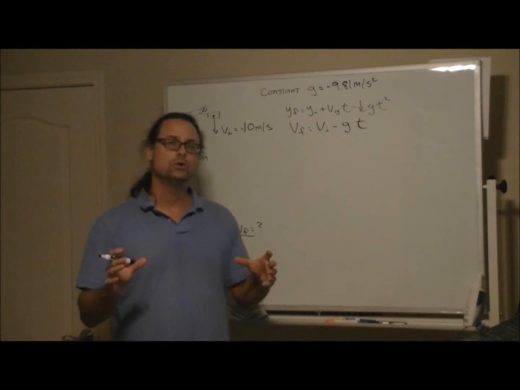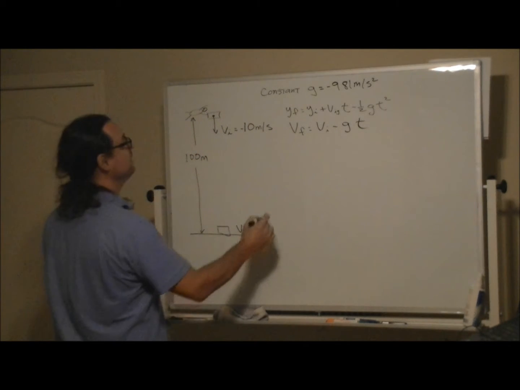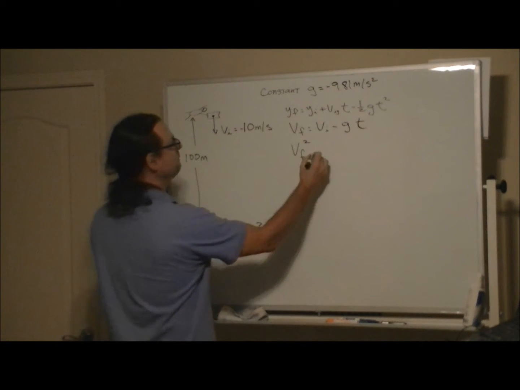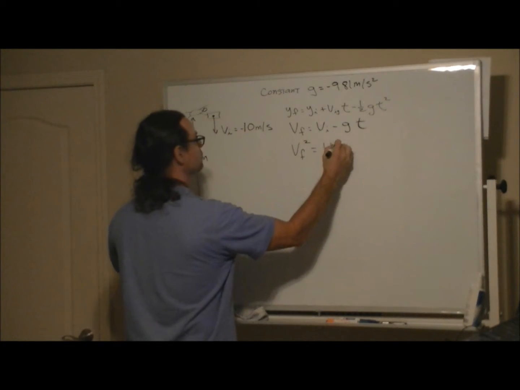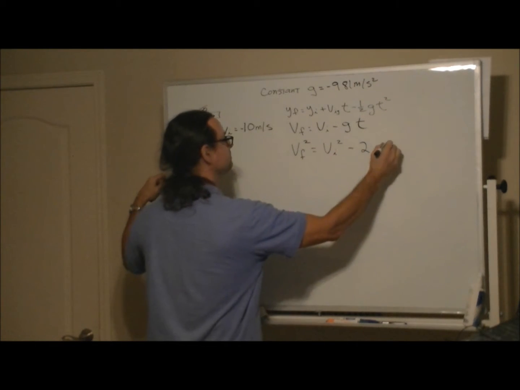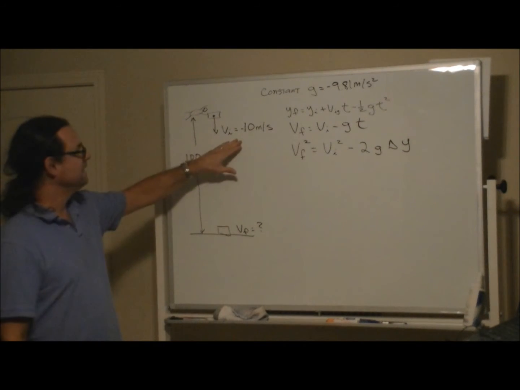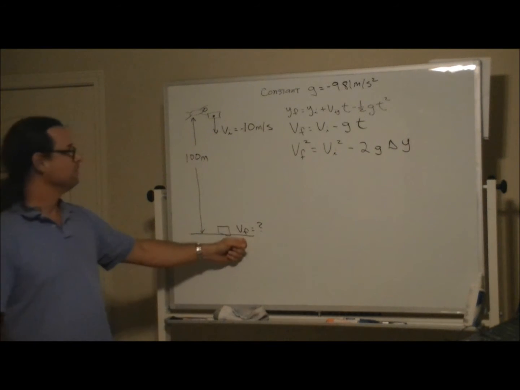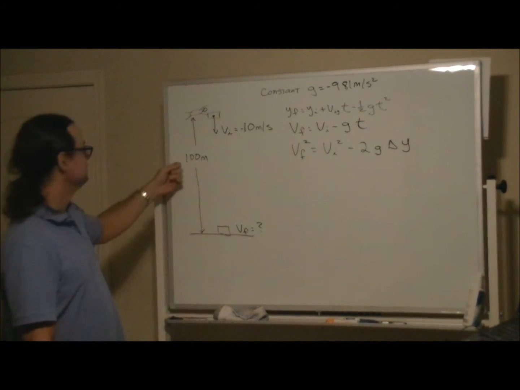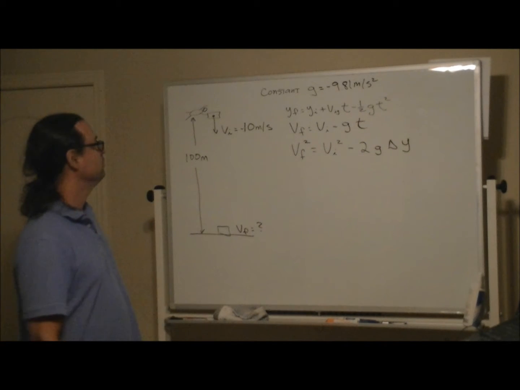But I also like to encourage students that if you have a problem where you're not given the time and you're not asked for the time, in that case you often want to use the kinematic equation without the time: v final squared equals v initial squared minus 2g delta y. In this case, we have an initial velocity, we want to know the final velocity, and we have the delta y. It's 100 meters. We have everything we need except for the final velocity, so we can solve for it.